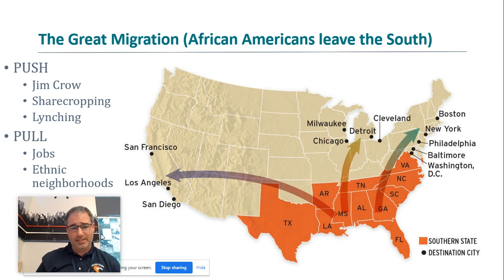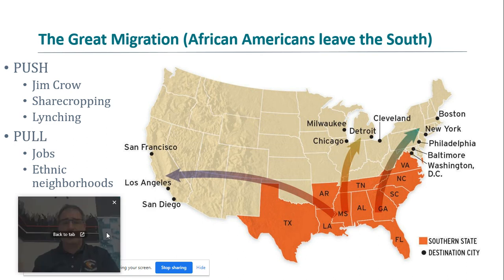They're going up to northern cities. And what's pulling them up to the northern cities? Jobs in the defense industry, right? We just said 4 million people needed to be replaced. So they're going up north and working in the defense industry, but also they're going to work and live in ethnic neighborhoods, places like Harlem in New York City, where they're going to be with people like them and they can feel more comfortable and they're not going to be afraid of getting lynched.